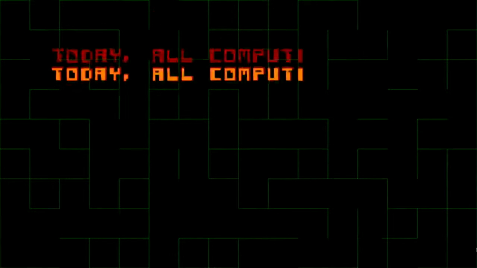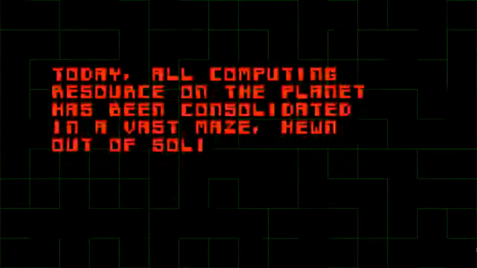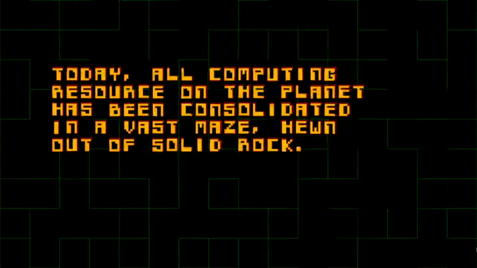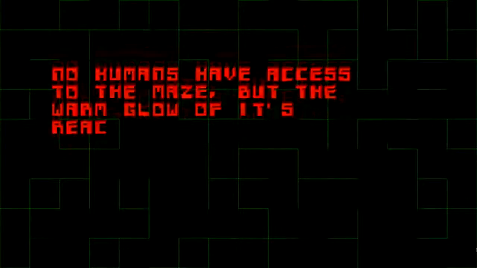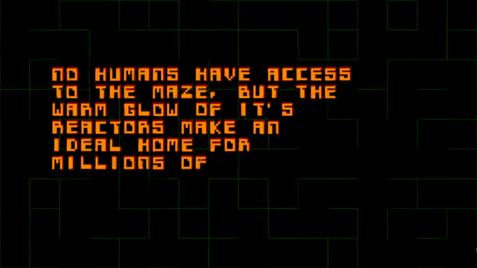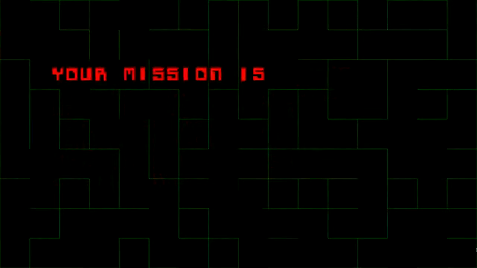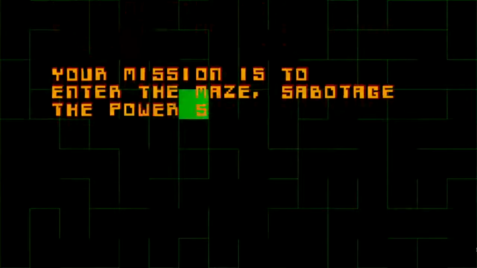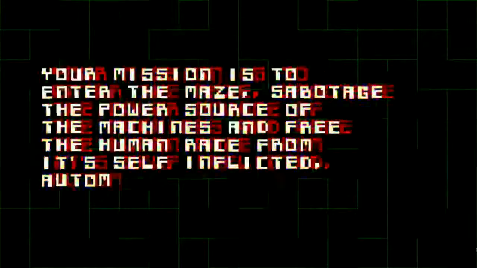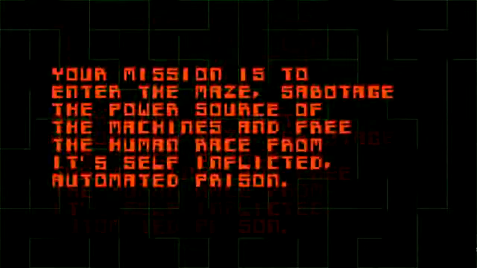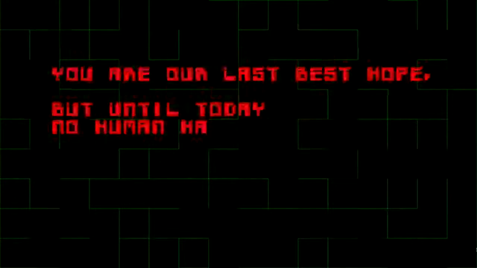Today, all computing resource on the planet has been consolidated in a vast maze, hewn out of solid rock. No humans have access to the maze, but the warm glow of its reactors make an ideal home for millions of flesh-eating rats. Your mission is to enter the maze, sabotage the power source of the machines, and free the human race from its self-inflicted, automated prison. You are our last best hope, but until today, no human has survived.